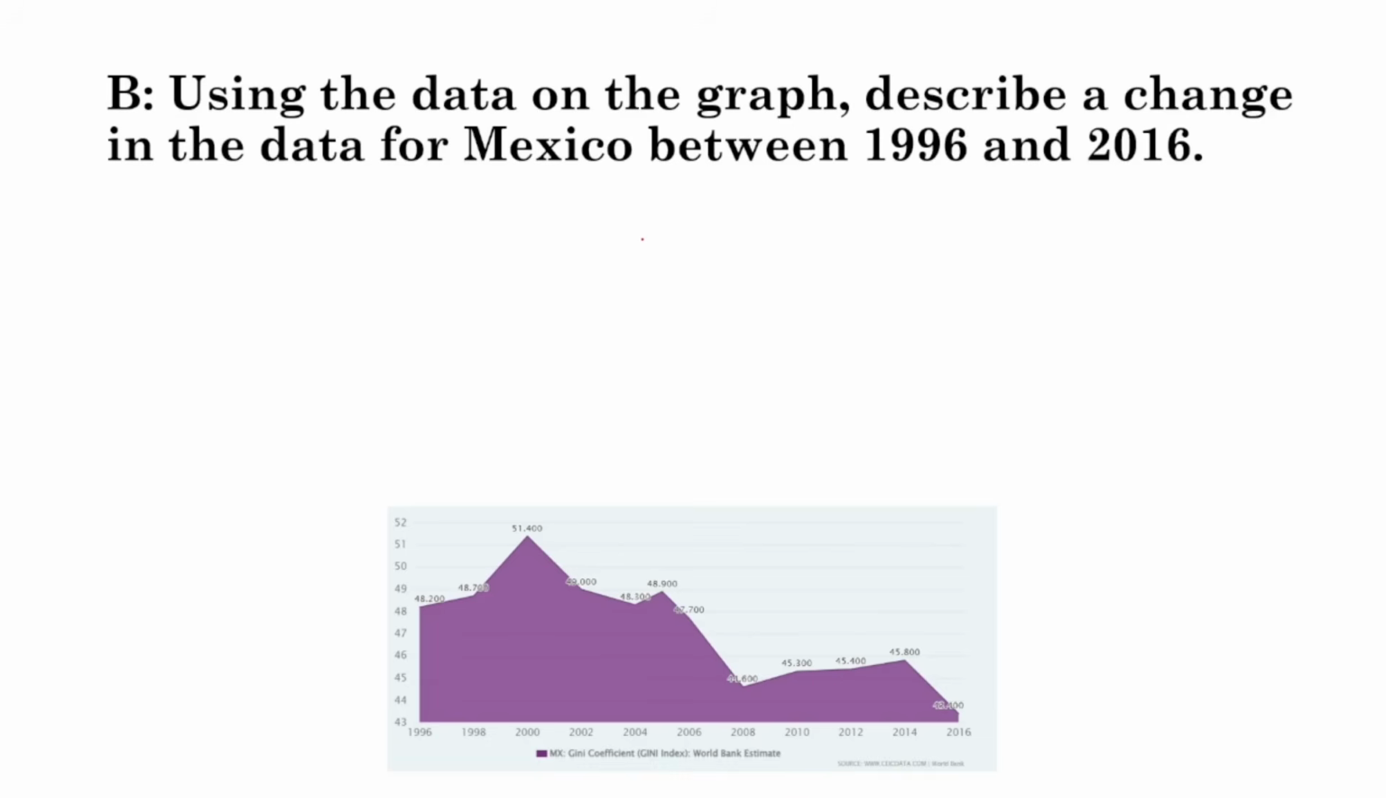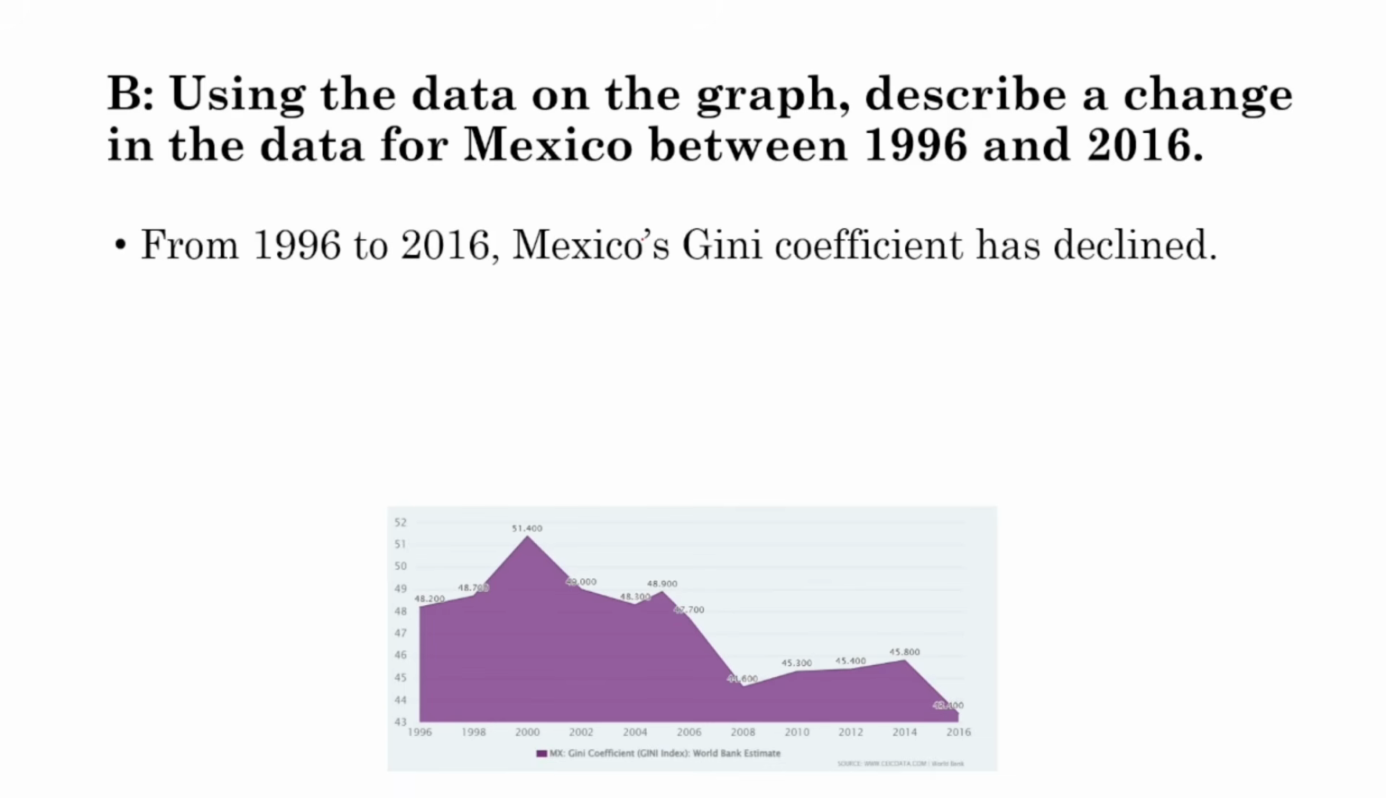All right, part B, using the data on the graph, which means use the data on the graph, describe a change in the data for Mexico between 1996 and 2016. So probably the most common answer that would have been given for this prompt is that from 1996 to 2016, Mexico's Gini coefficient has overall declined. It's gone from 48.2 to 43.4. Great. Those values aren't needed, but you could have given them.